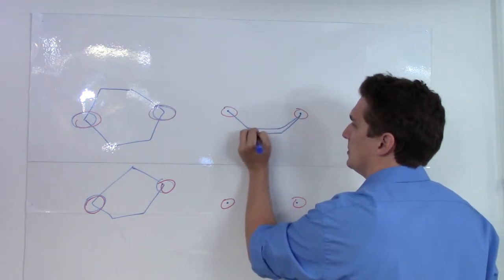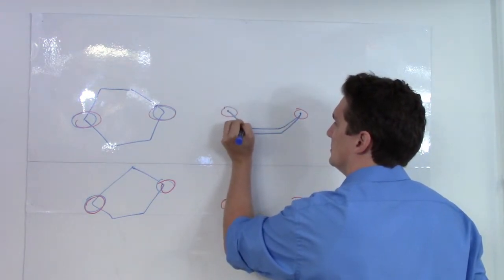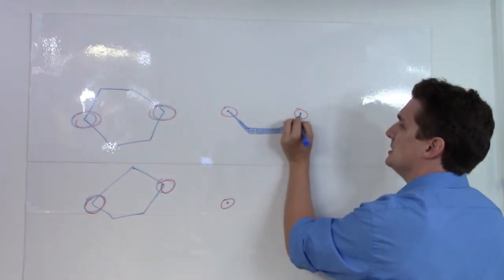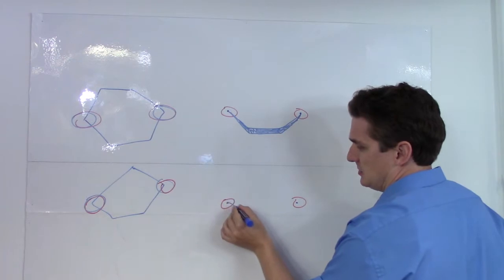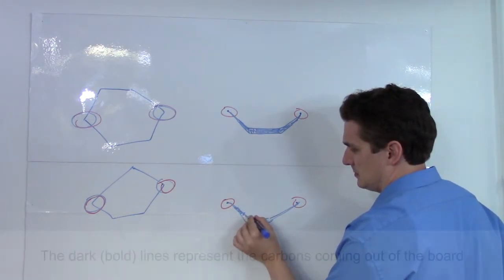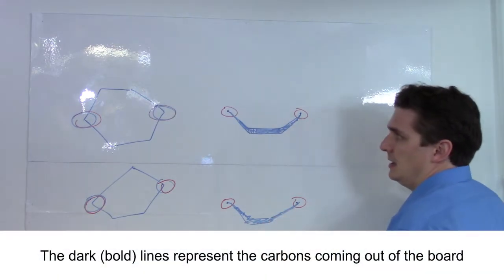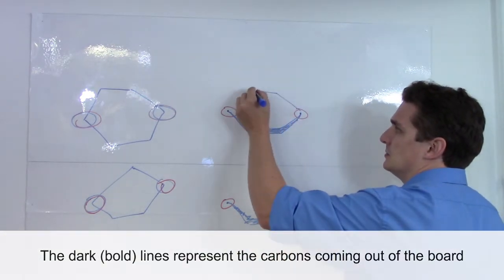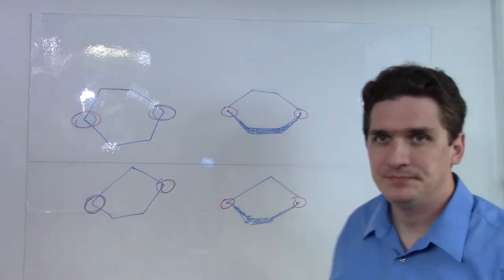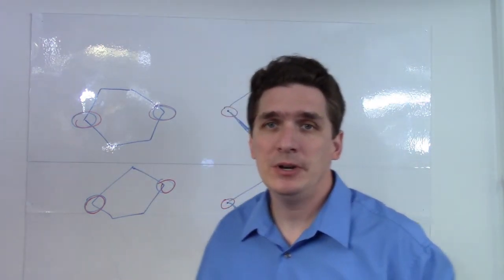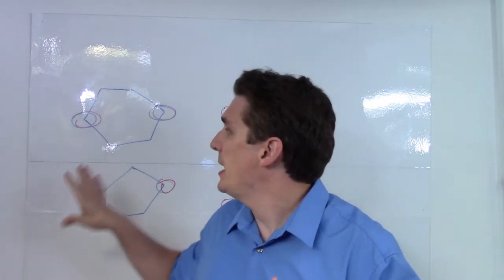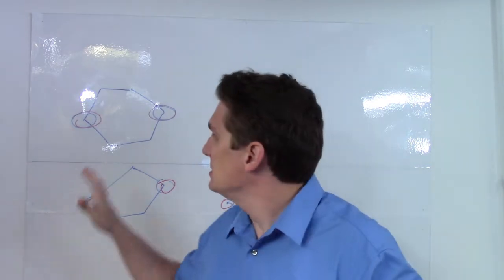we're going to have a dark bar, a little happy smiley face here representing the carbons coming out. Same thing's true down here. And our carbons going back into the board, we're just going to draw with a light line. So this ring here and here represent the carbons within our backbone. And we're going to treat them as if these carbons are all planar.